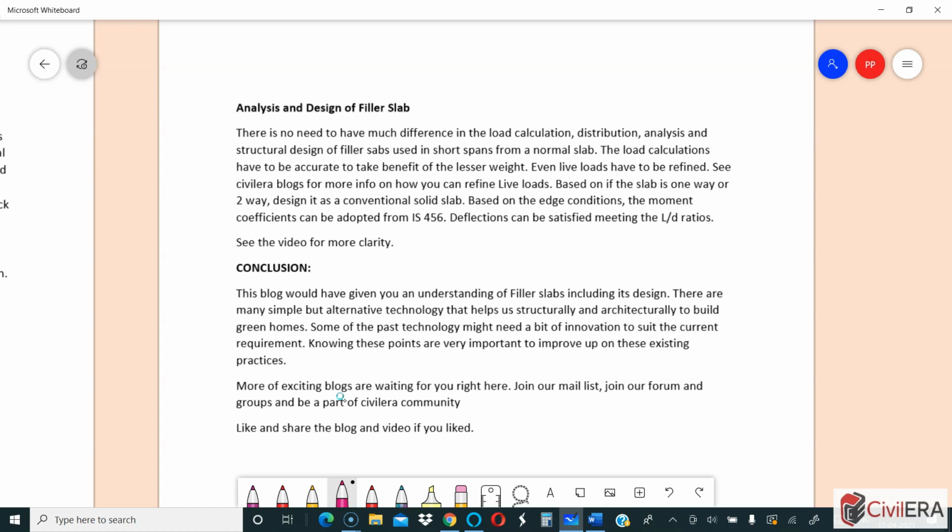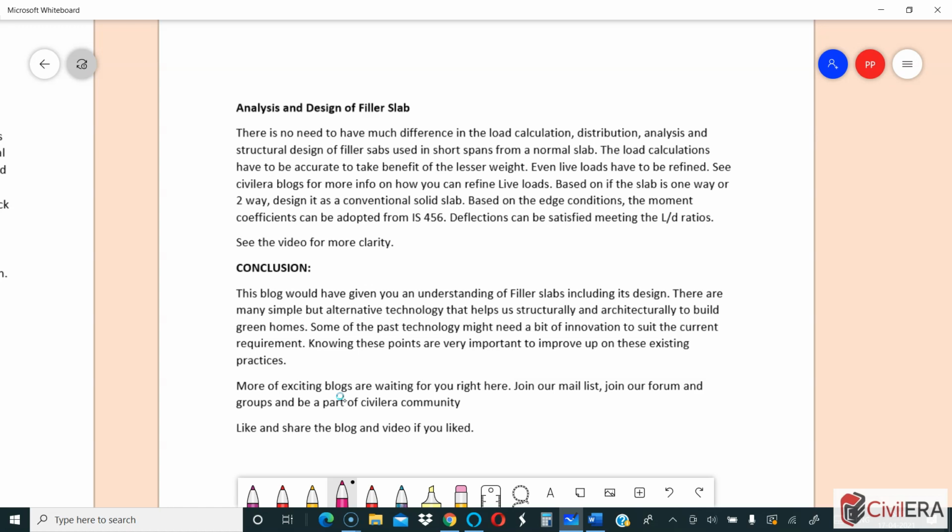I have another blog. I will link it up in the blog. So please read the blog. There will be a link to the other blog which tells you how to refine your live load. If you know what the live load recommended by the code IS 875 Part 3 is, you calculate and see the real live load coming in a building is much lesser than the one given in the code. But I'm not saying to compromise that, but there are ways that you can fine tune it and use the right amount that is needed in a building.